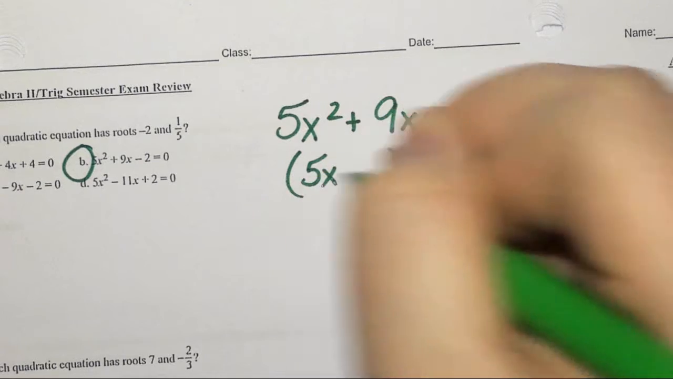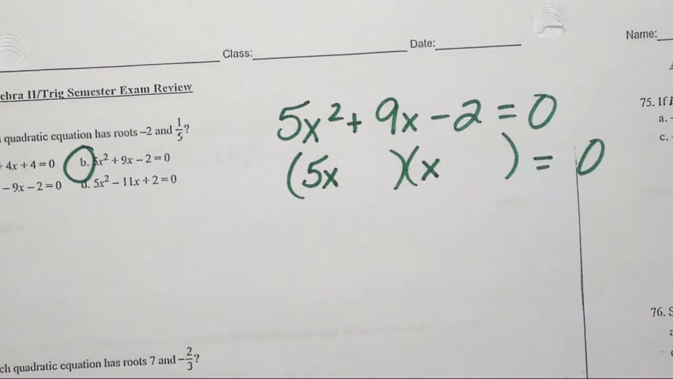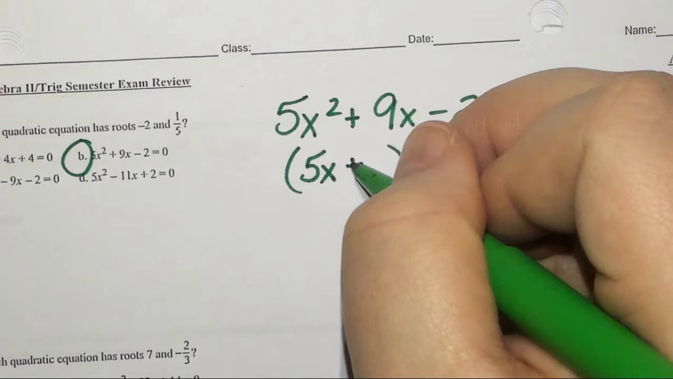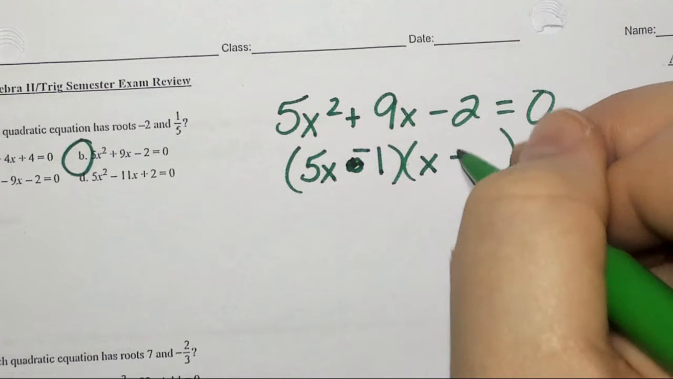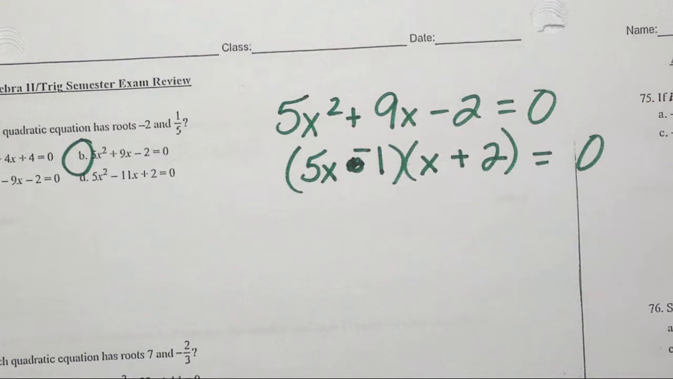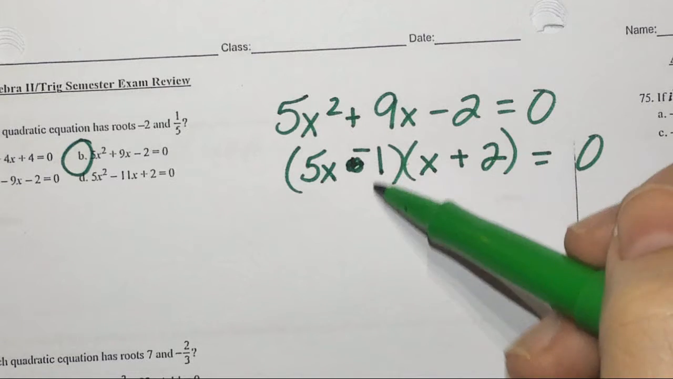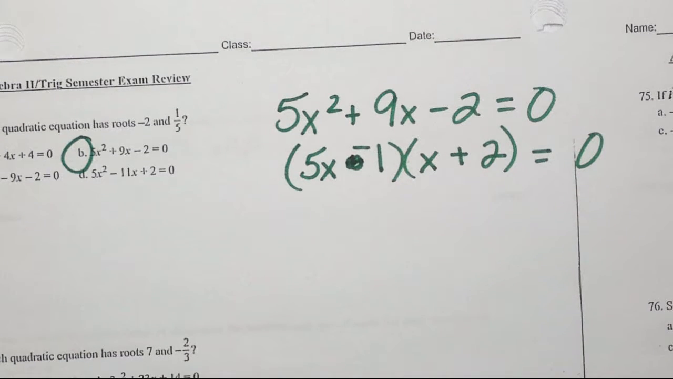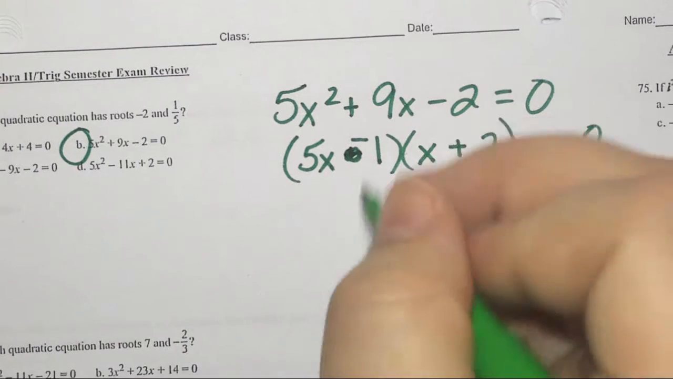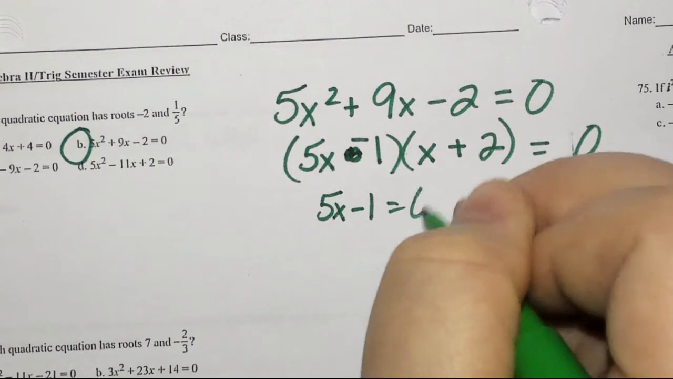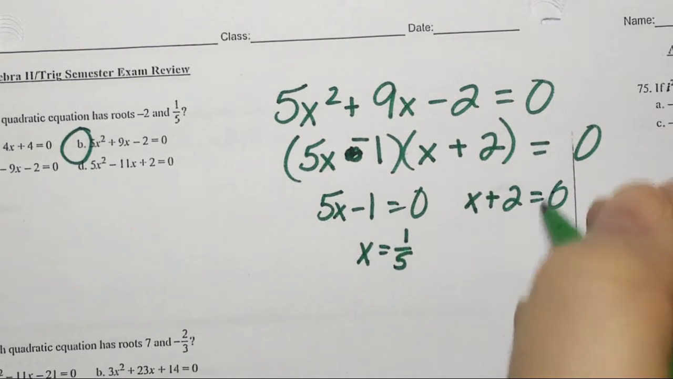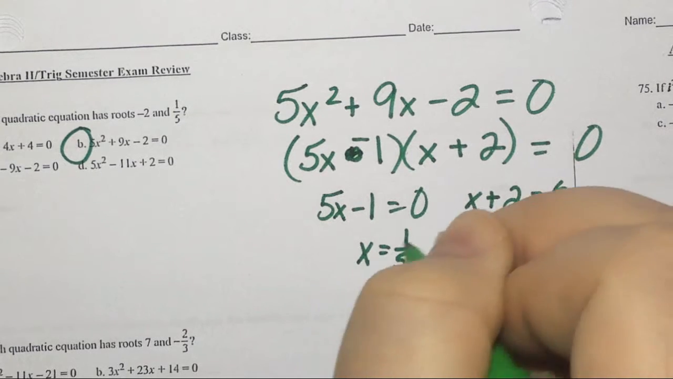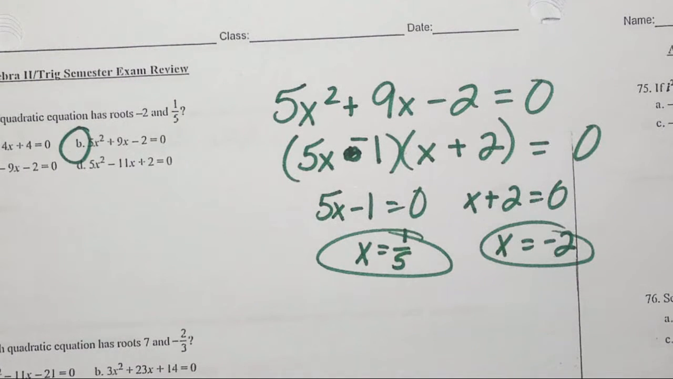So I know it's 5 and 1. I know they need to multiply to -2. So I'm thinking maybe put a -1 here, a +2 here. 5x squared plus 10x minus x. Yep, that's correct. I know I've guessed correctly because I pulled it out in my head. If I set each of these equal to 0, I get x equals 1/5 for the first. x equals -2 for the second. Hey, that's what the problem said to begin with. So when I factored B, I ended up getting those two zeros, those two roots.